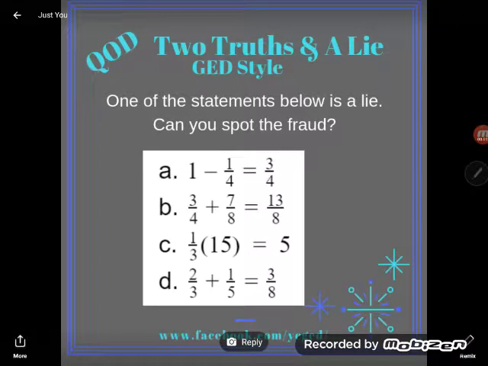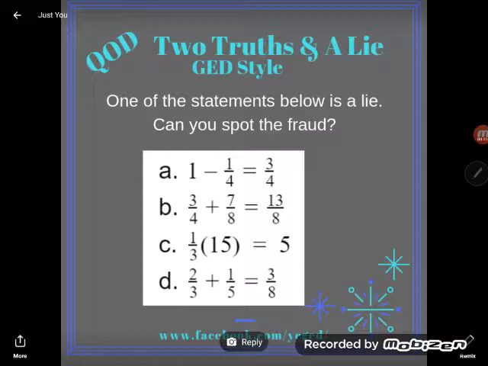Hey GED students, it's GED question of the day, and we're doing 2 truths and a lie. Again, GED style, or maybe I should have said 3 truths and a lie. And we see that it says one of the statements below is a lie. Can you spot the fraud?